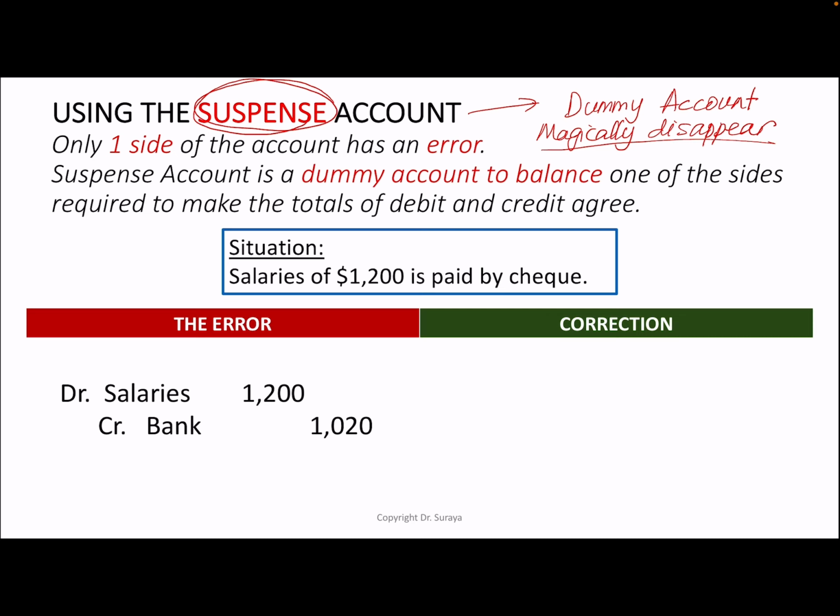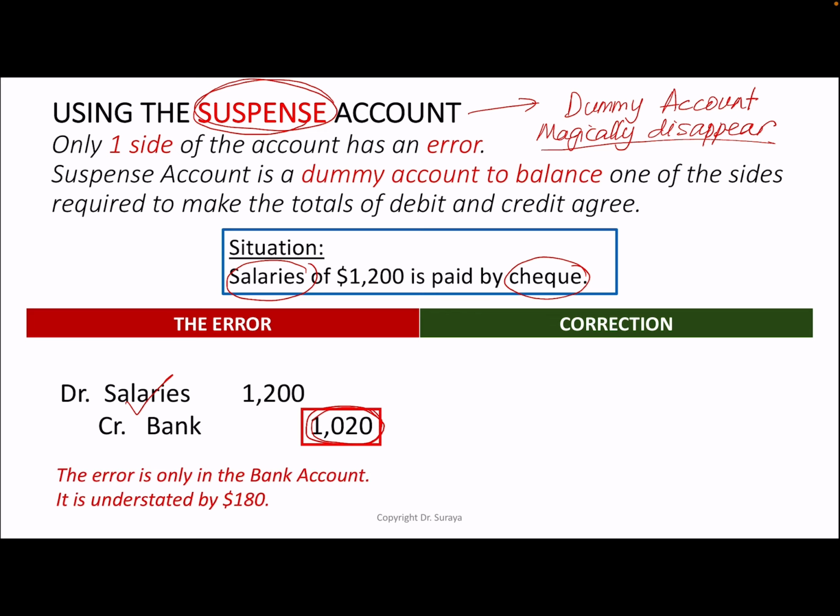So look at the situation here. There is a salary of 1,200 which was paid by check. How you recorded it, the salary is 1,200, this is correct, but you have mistakenly recorded the bank as 1,020. So it is only a one-side error. Same rule applies: if it is correct, you don't touch anything. So the salary is correct, leave it as it is. Now look at the bank. It is understated by 180, therefore you need to plus 180.